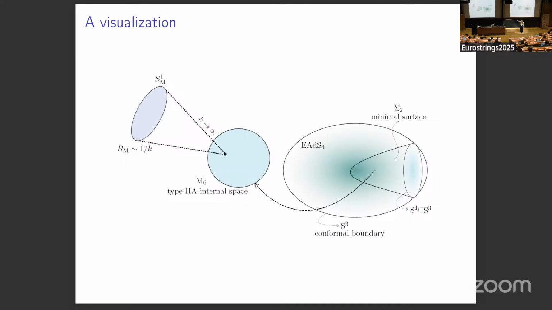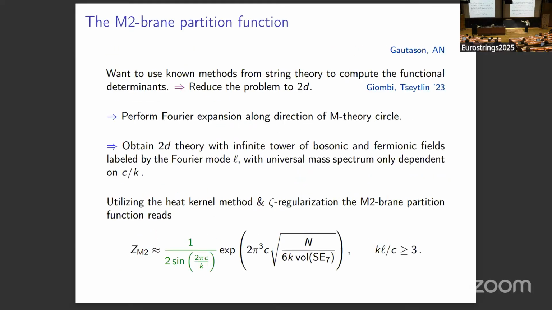The radius of this circle will be proportional to 1 over k, such that when you go to the large k limit, you get back a point in your internal space, right? This is the type 2A limit, so that you just reduce to this minimal surface. This is exactly the picture that you get in order to go from M theory, where you have a fixed k, to type 2A, where this is a point in the internal space, and you just have this minimal surface. So, oops, sorry.